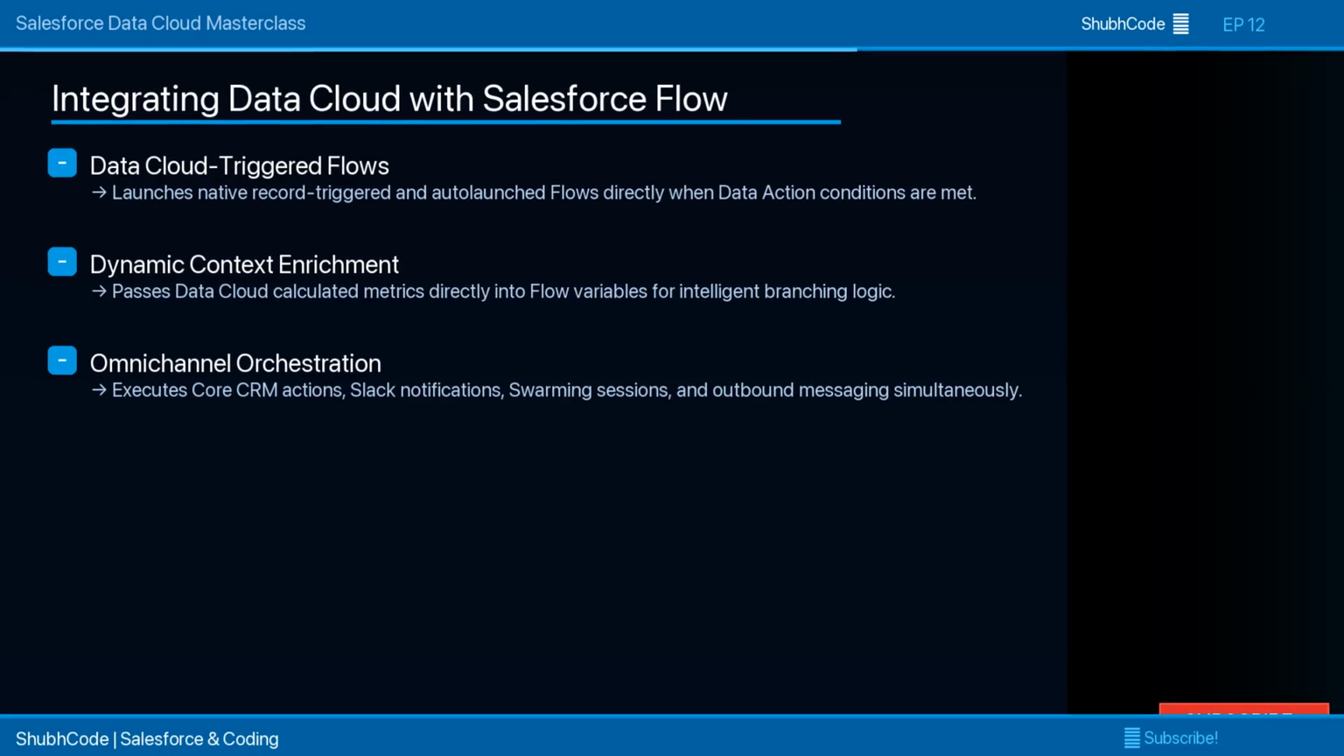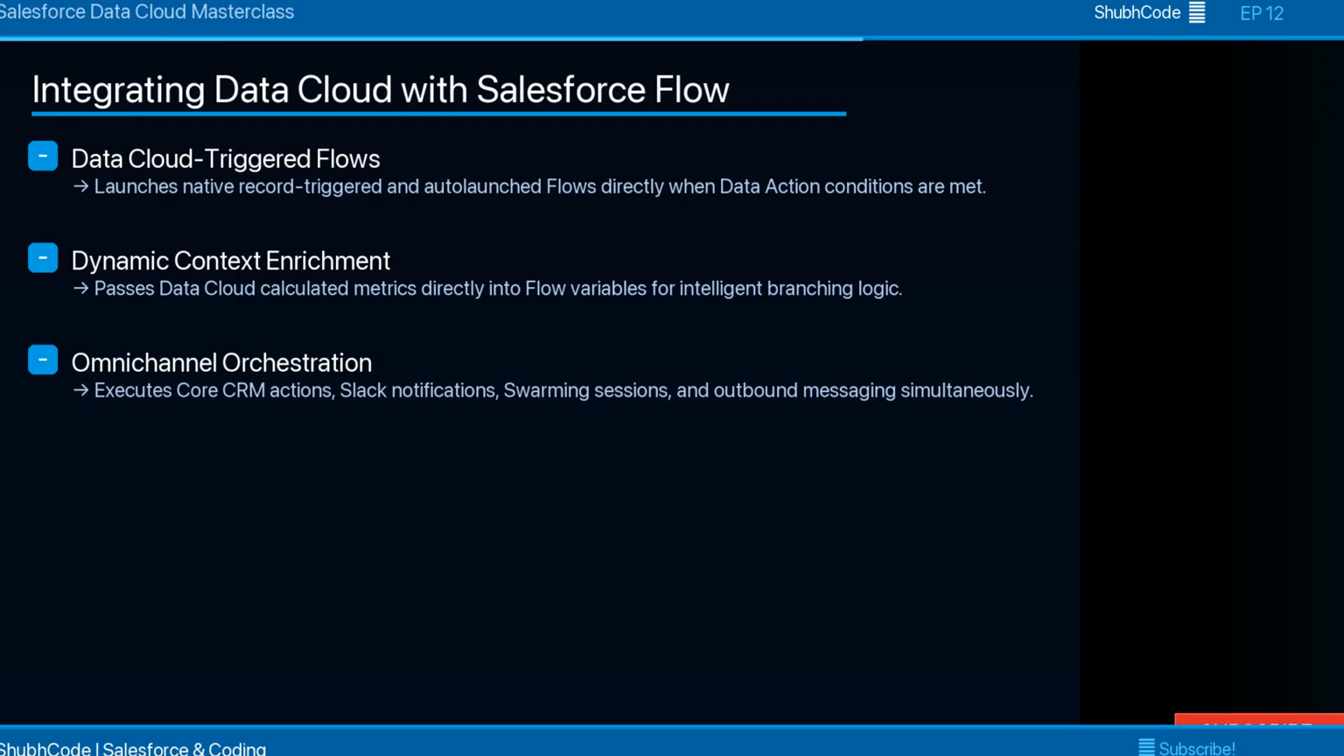Now let's explore the most powerful combination in the Salesforce ecosystem: Data Cloud Triggered Flows. By configuring a flow to trigger directly off a Data Cloud data action or platform event, you unleash native automation without writing a single line of Apex. When a VIP customer's calculated sentiment drops below critical, the data action fires, immediately launching an auto-launched flow in core CRM. The flow can automatically create an escalation case, assign tasks to the account executive, or send a Slack alert to leadership.